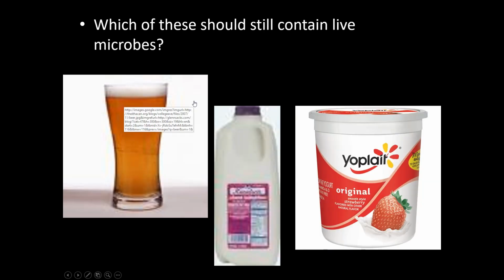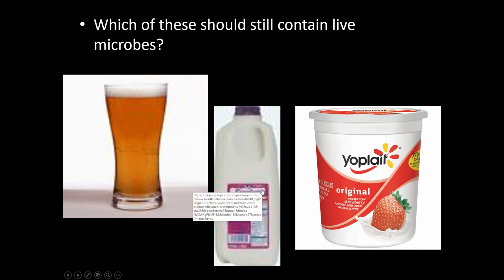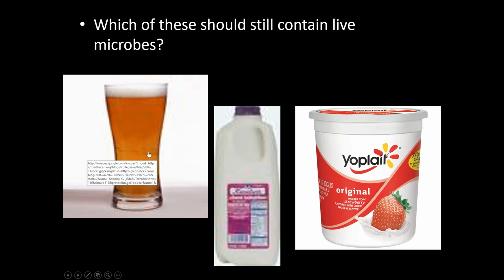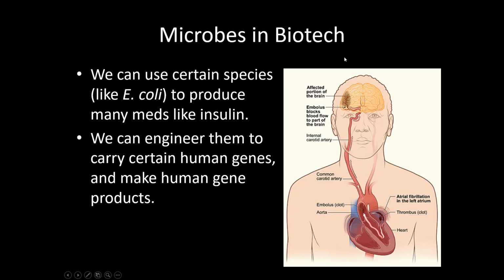Which of those should still have live microbes? The only one that should still have living microbes in them is the yogurt up over here. That's going to tell you it has live and active cultures. There should not still be live organisms in milk. In fact, milk is pasteurized because if it's not, it spoils very quickly. There are a lot of diseases that you can get from unpasteurized milk because it's not supposed to have live microbes, but it often does. The alcohol content in beer, wine, and especially liquors tends to kill off most of the microbes. So while you needed them to make it, when you consume it, there's no more live organism in it.